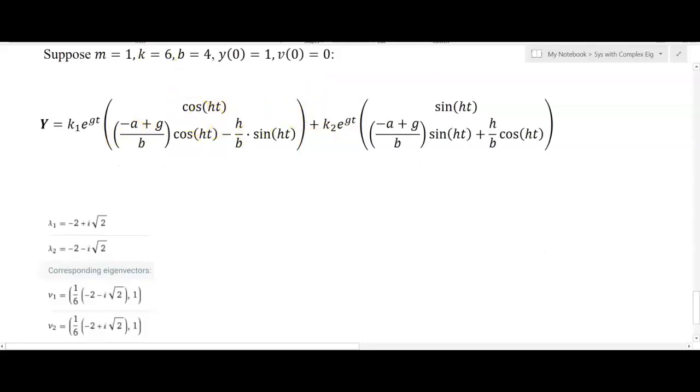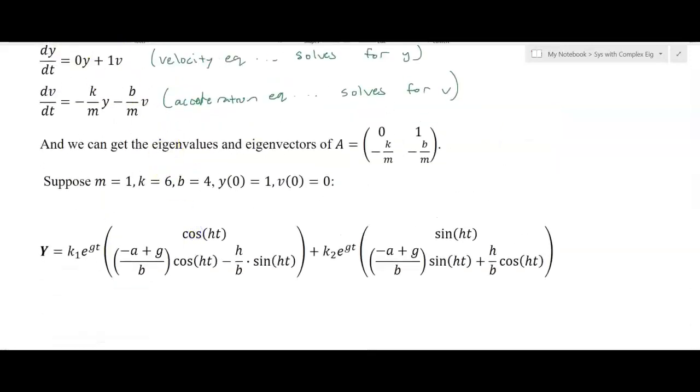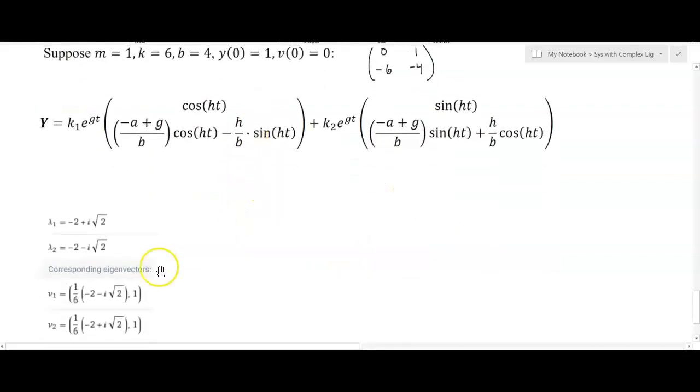So here I just copied and pasted the equation so that we would have it, computed the eigenvalues for this matrix. So this matrix is really just 0, 1, negative k over m, so negative 6 over 1 is just negative 6, negative b, which is 4 over 1 is negative 4. When we compute the eigenvalues and eigenvectors of that, we get negative 2 plus i times the square root of 2, negative 2 minus i times the square root of 2, and then the corresponding eigenvectors, which we said we don't really need because that's already built into the solution.